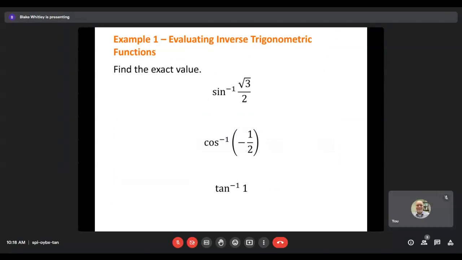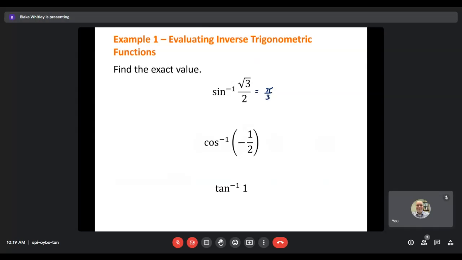All right, so example 1, we want to find exact values for each of these functions. The first one we're looking at is the inverse sine of square root of 3 over 2. So basically what we're doing now is we're working backwards and we're trying to figure out what angle would give us a sine value of square root of 3 over 2. We can use that chart that we looked at earlier to help us find these values. So we're looking at our chart and we're saying which of our angles is going to have a sine value of square root of 3 over 2. And if you look there in radians, that's going to be pi over 3.